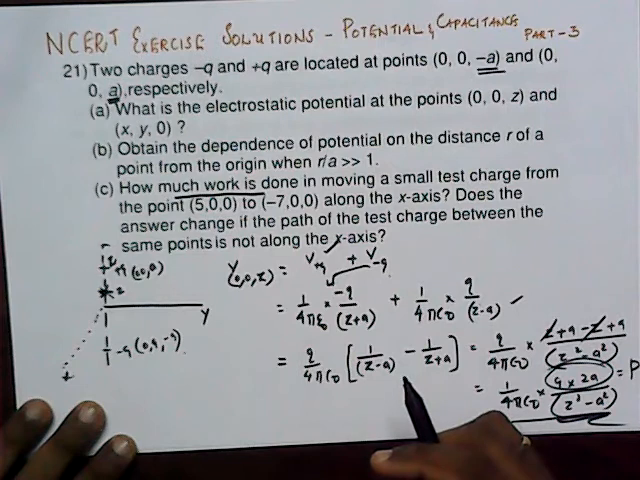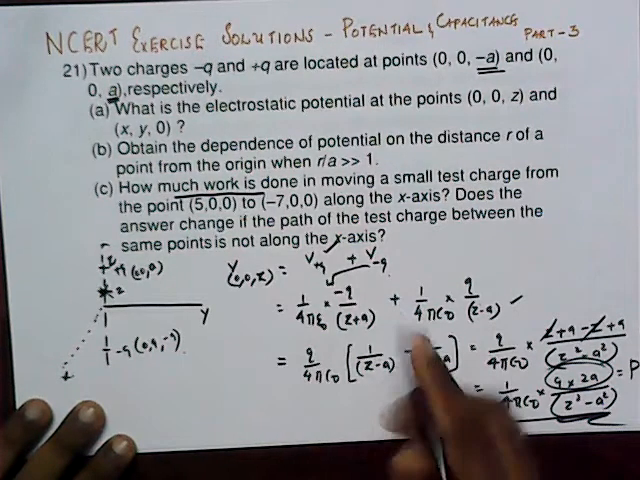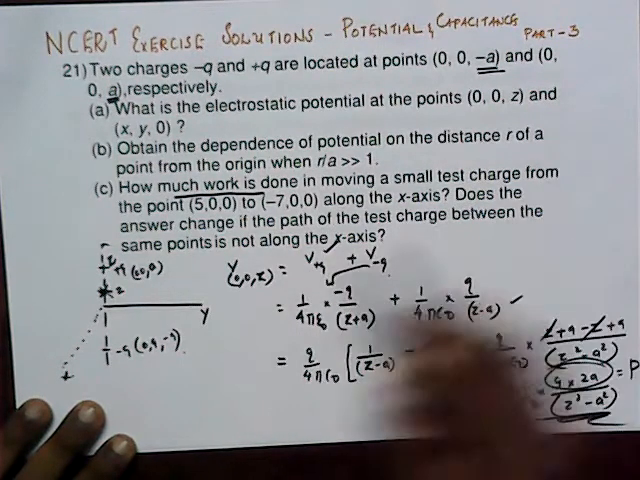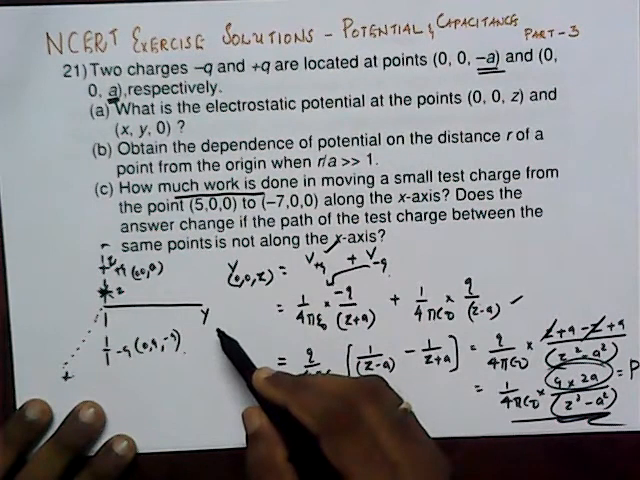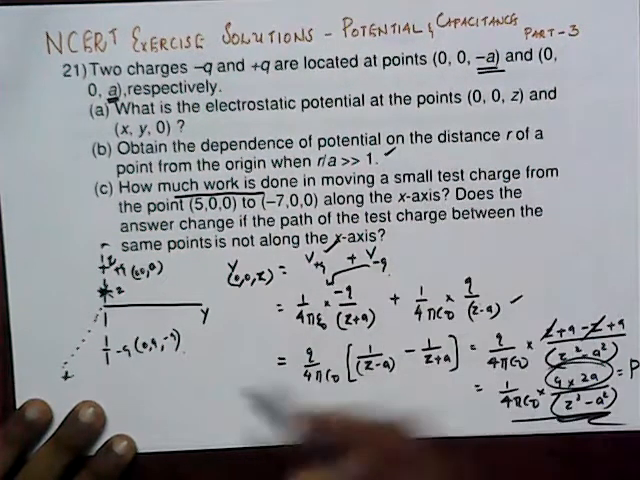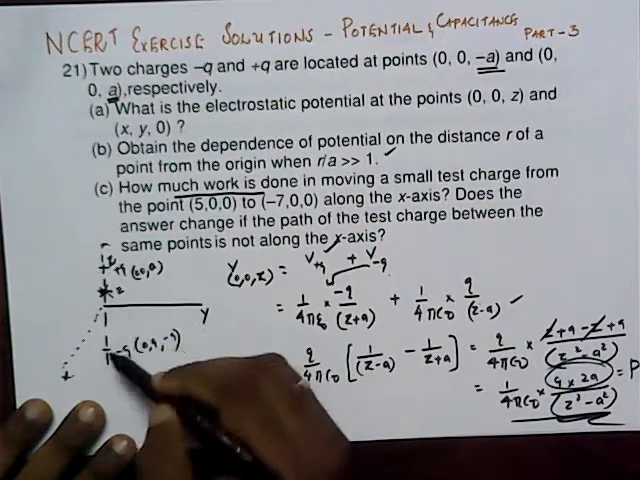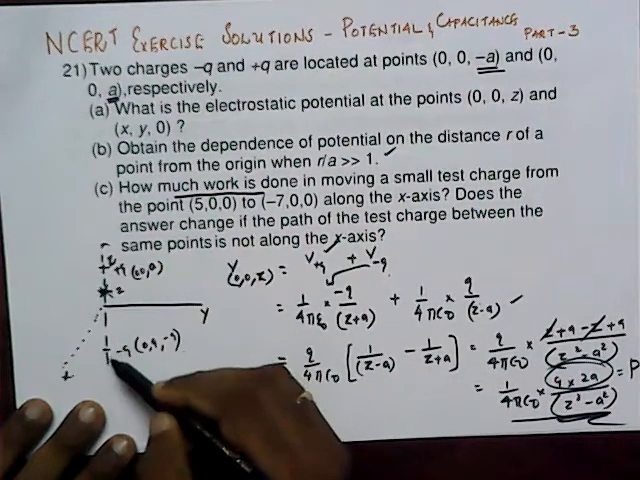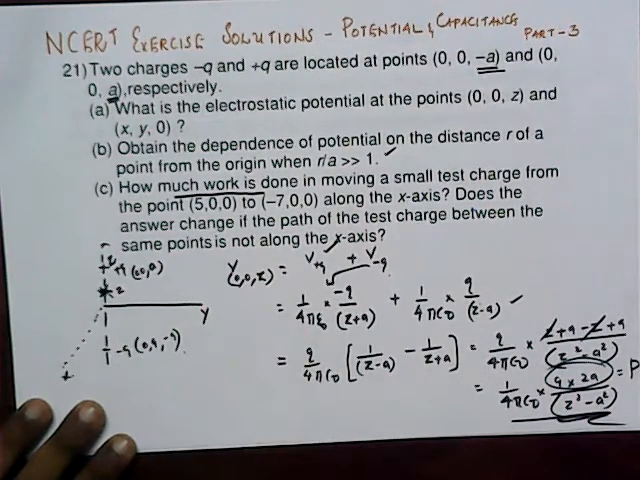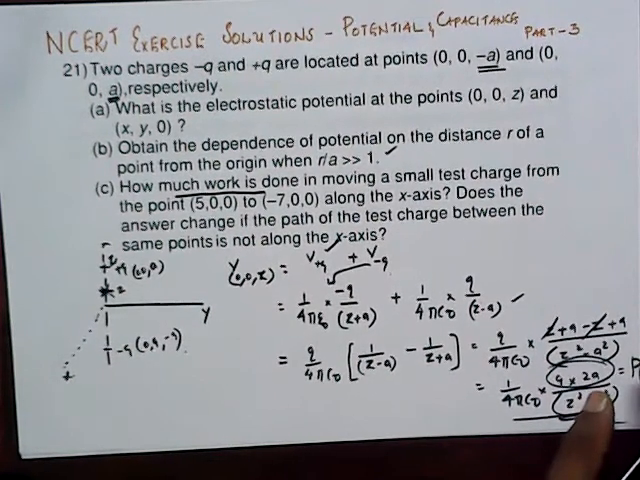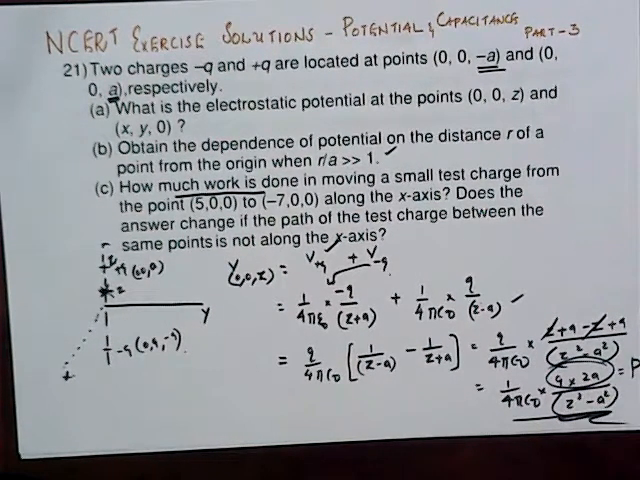And also, question B is: obtain the dependence of potential on the distance R of a point from the origin when R by A is very much greater than 1. But it is nothing but what? A dipole. And hence its contribution is such. So we know the concept there for a dipole.